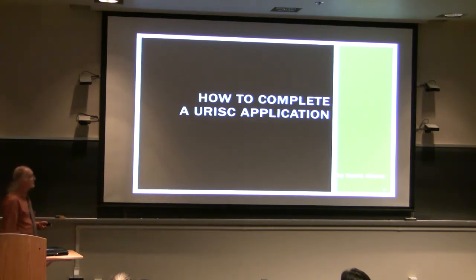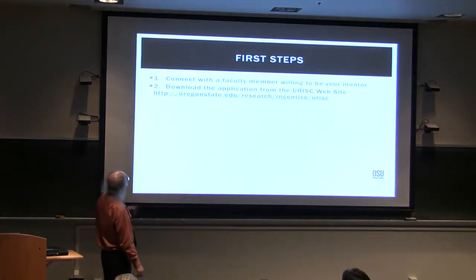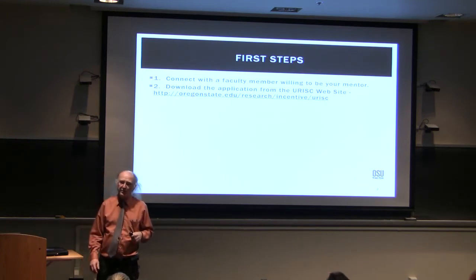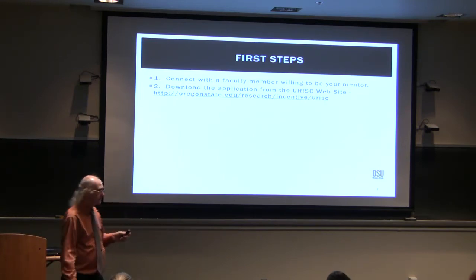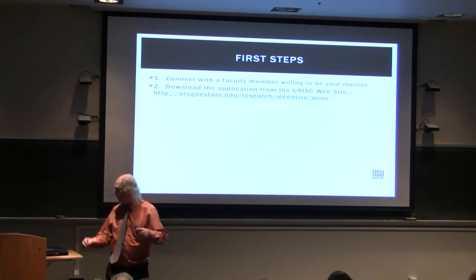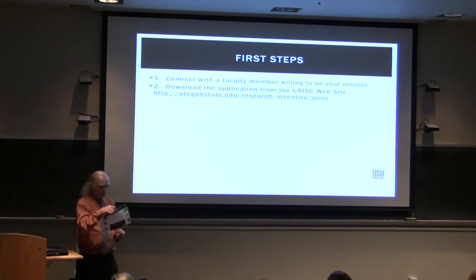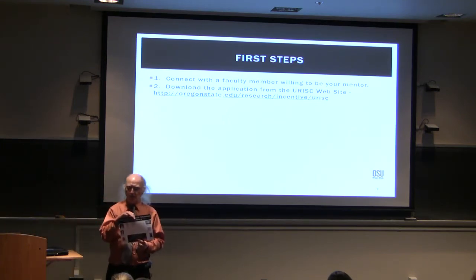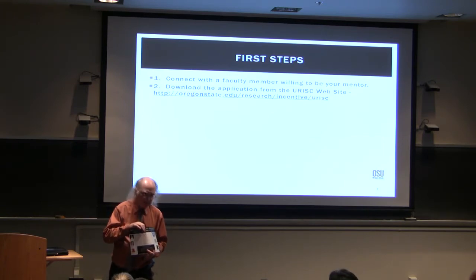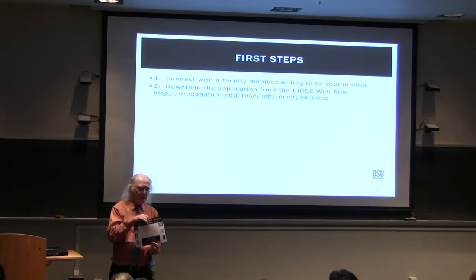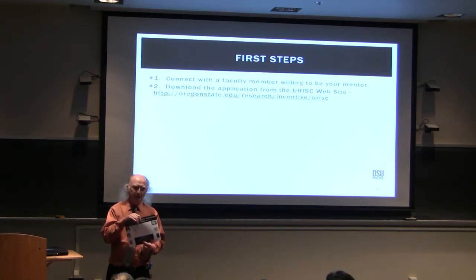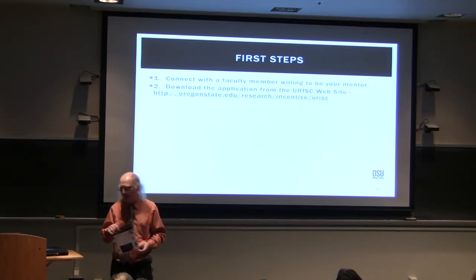So we have 2 different types of URISC programs. Now, as I said, the first step is you need to connect with a faculty member who's willing to be your mentor. I will be giving another workshop on that in about 2 weeks, and that'll be announced through advisors. If you look on this sheet that I handed out, there's a listserv. I strongly encourage you to get on the listserv, because I make all announcements relative to undergraduate research through it. It's a little misleading. It says go to that site and enter that name, but you have to follow the instructions after you enter the name. I've had a few students who thought they were on the list, but all they did was enter the name.